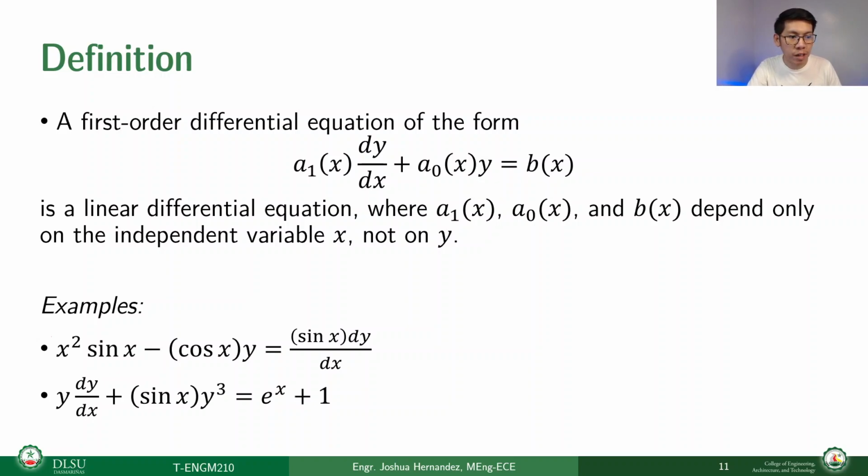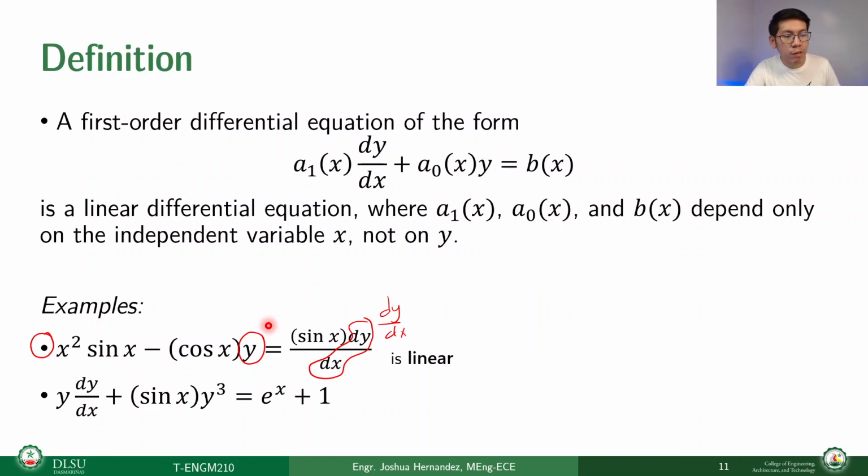For example number 1 here, we have x squared sine x minus cosine x times y is equal to sine x multiplied by dy over dx. My question is, is this a linear or non-linear differential equation? The answer is, this is a linear differential equation. Why? We take a look again at our two characteristics. We first look at our y. This is our y. Of course, the context here is that our derivative is dy over dx, which is this one. Right?